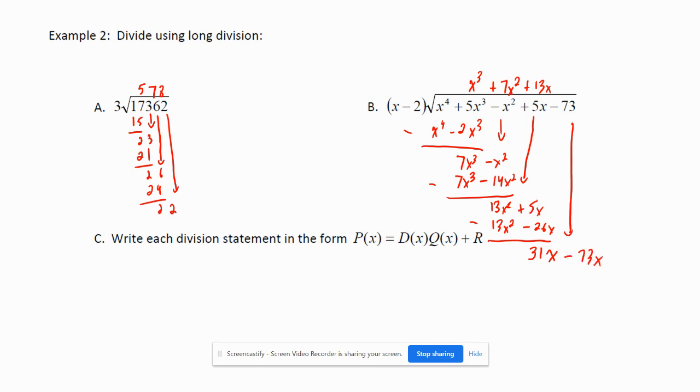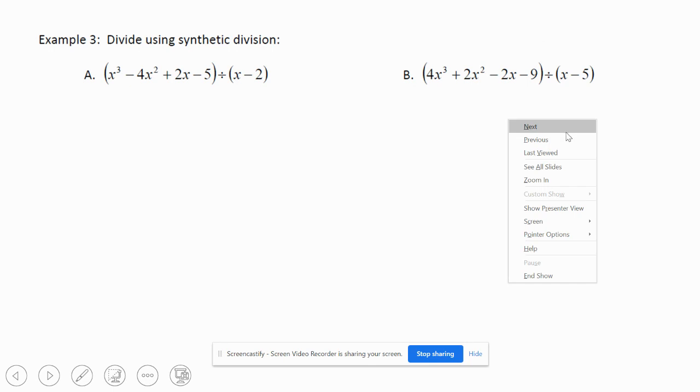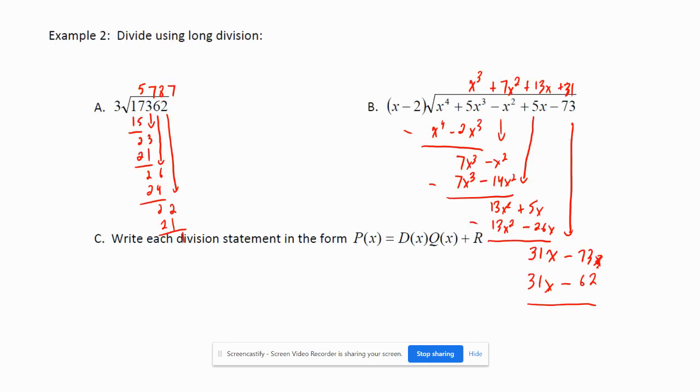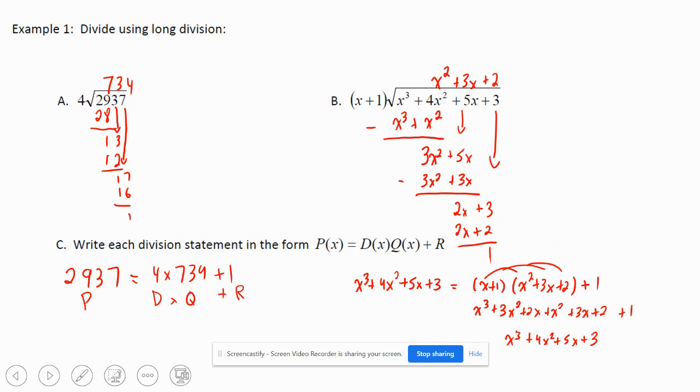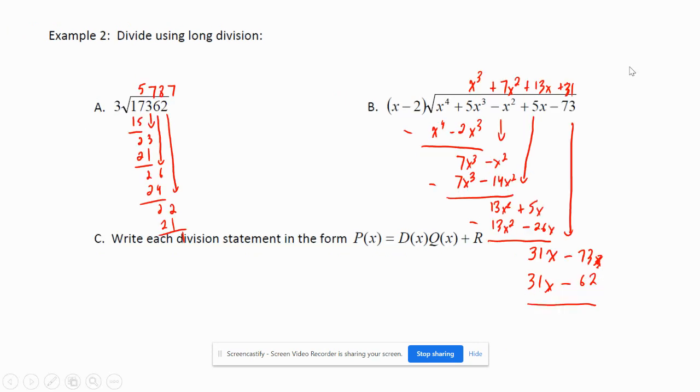So now we're in the same spot on both questions here. 22 divided by 3 is 7, with a remainder of 1. 31x divided by x is 31. Multiply it through. Okay, sorry, there's no x there. So we are subtracting these guys here. Negative 73 minus negative 62 is negative 11. Okay, so this is going to be our remainder over here.